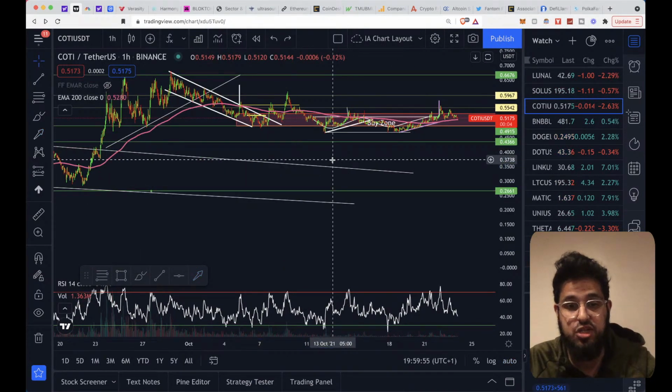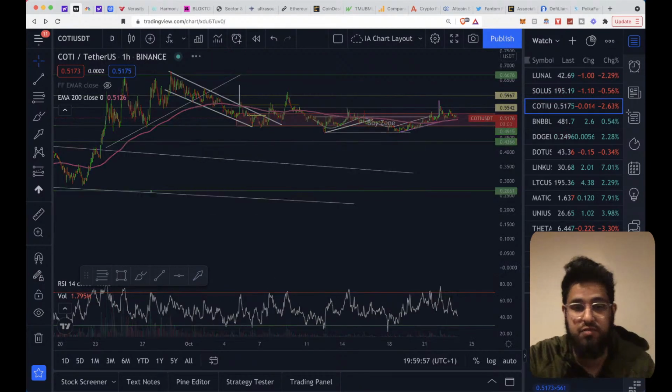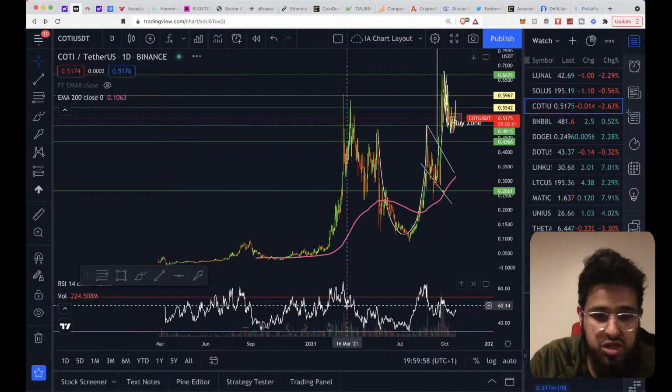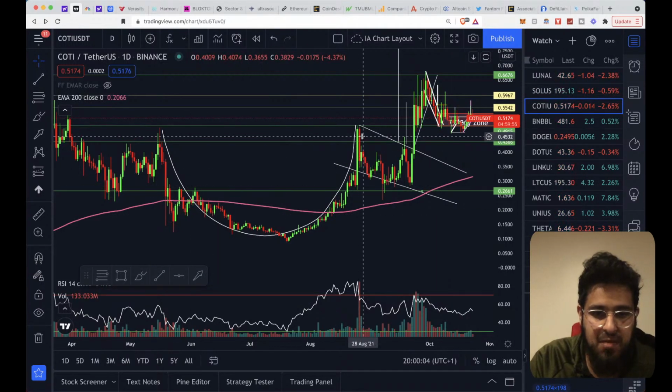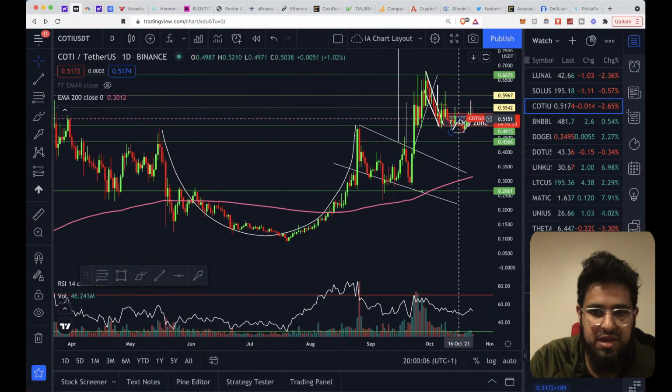Because remember, what did I show you on Cardano? And this is partnered with Cardano, right? I'm just going to zoom out, guys, just to remind you of where we're at. We're here. This is a blip. This is a cup, handle, breakout, rebounds. It's a blip.